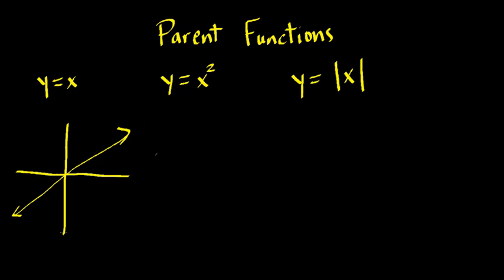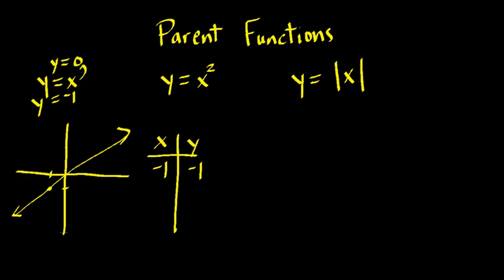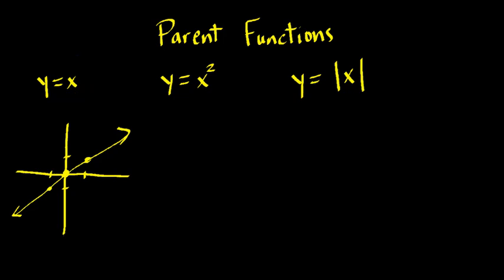For instance, the equation y equals x, we should understand that that is a diagonal line going right through the origin. Some important points to know on this line are when x is -1, that means y is also -1. When x is 0, that means y equals 0. And another key point is 1, 1. Of course, 2, 2, 3, 3, 4, 4, and so forth are also on this line, as well as their negatives. So that is the parent function of y equals x.